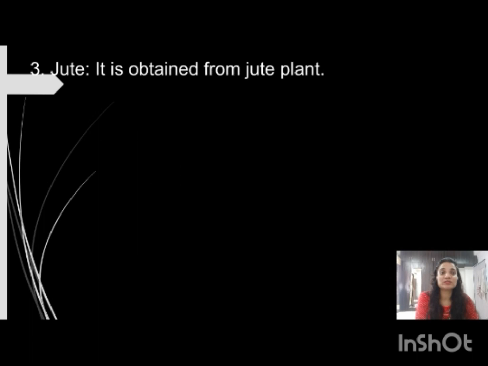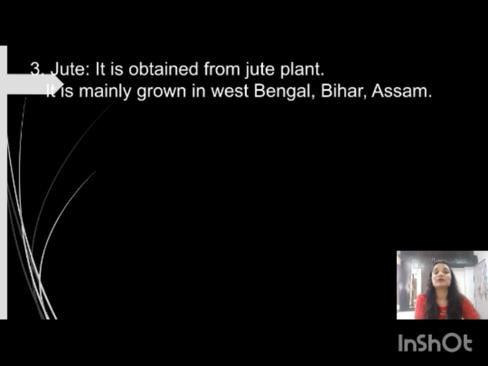Now the third one is jute. It is obtained from the jute plant. This is a very clear and common fiber which is obtained from jute. It is mainly grown in West Bengal, Bihar and Assam.